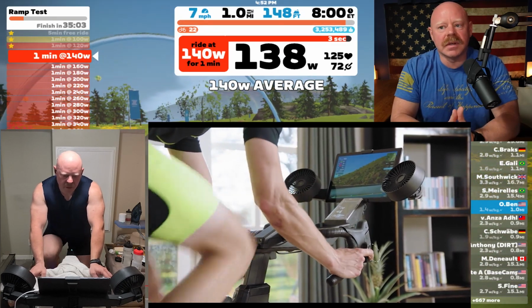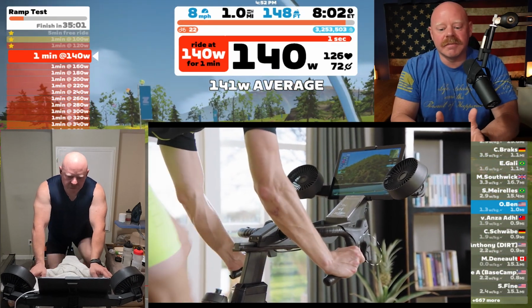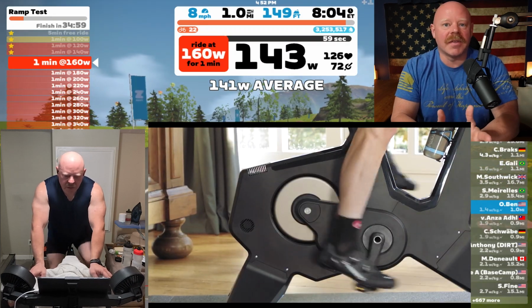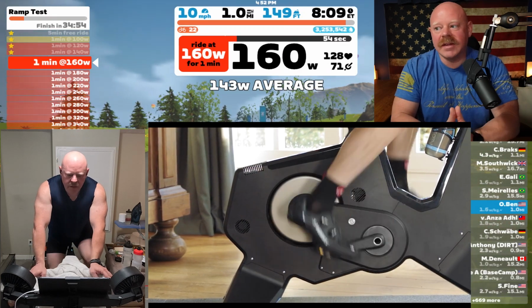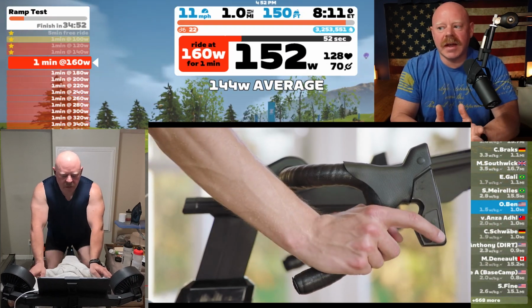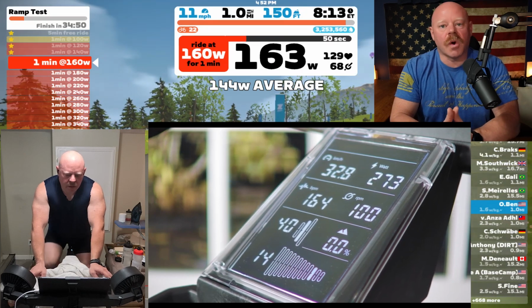I just happen to use the Garmin bike because, for my needs, I thought this was going to be the best one. I like the tablet holder. I like the fans and all that other stuff. I will tell you that the fans on the bike are not strong enough.